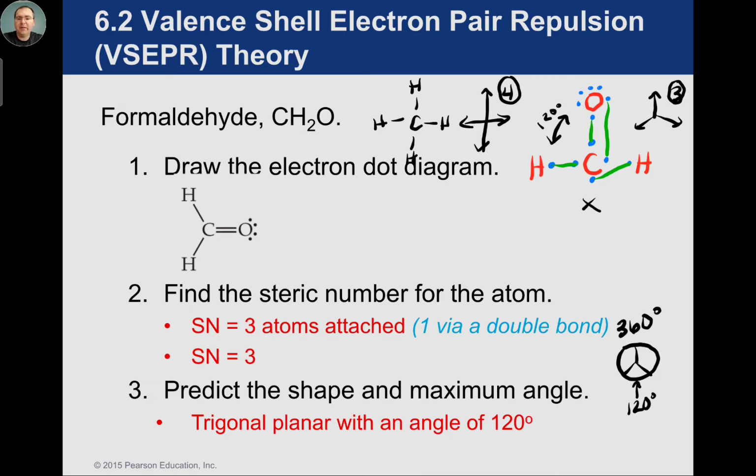And that's what's happening here with formaldehyde. So because of our double bond, we lost a direction. Now both of those bonds are going in the same direction, so that gives us this steric number of 3, which is our new category.